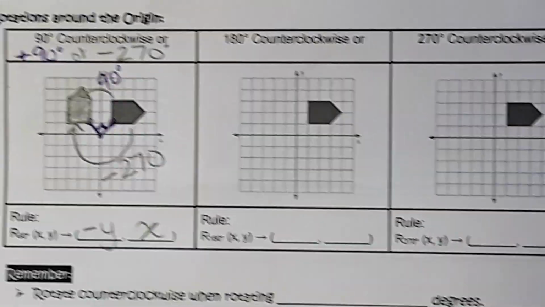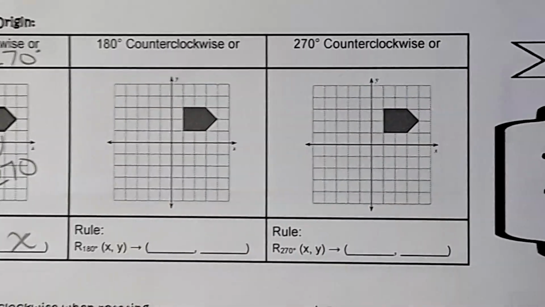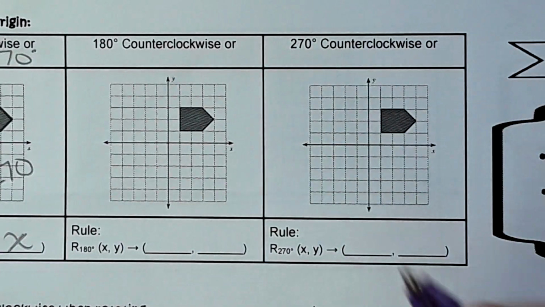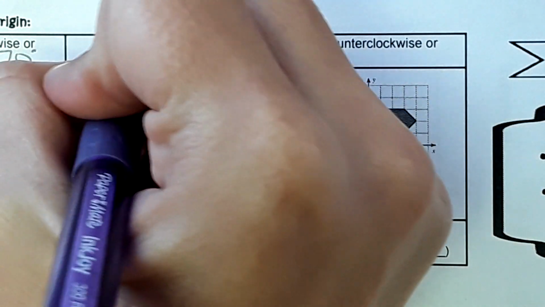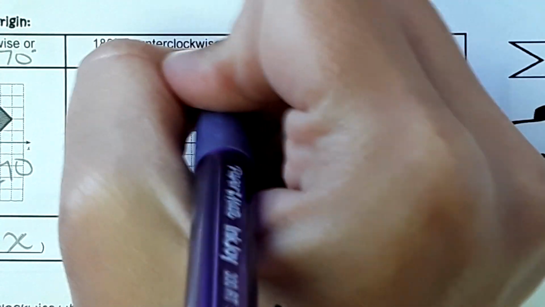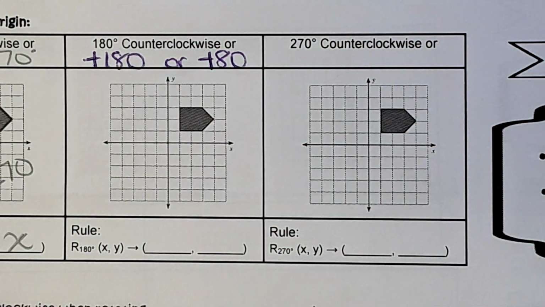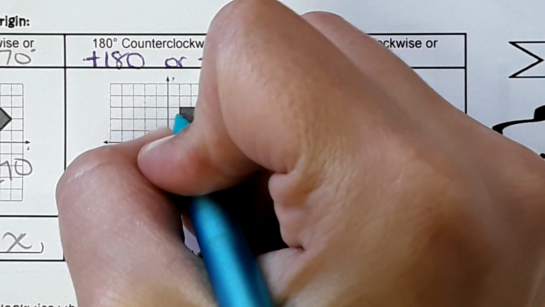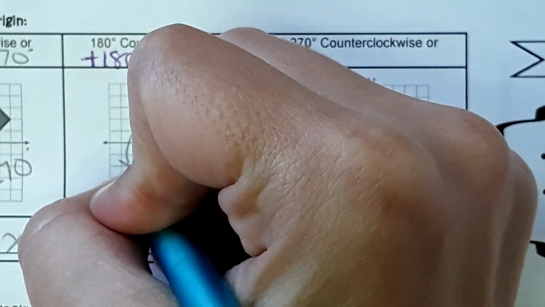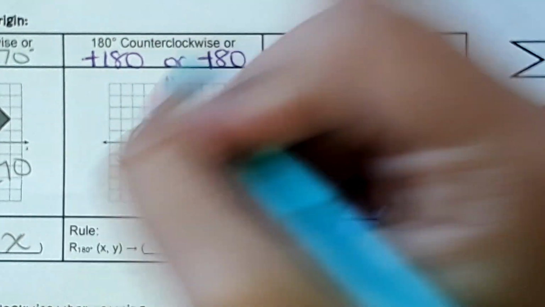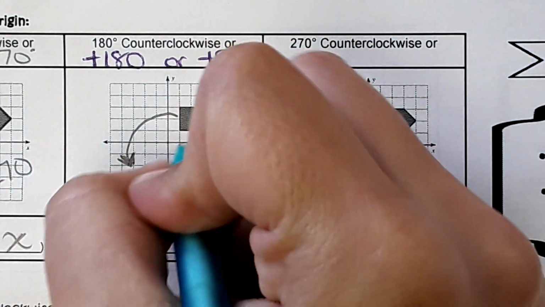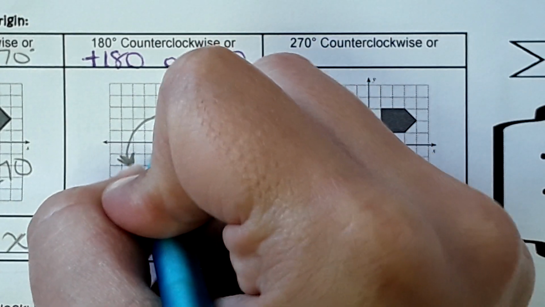Okay. Now we're going to look at 180 degrees counterclockwise. So 180 degrees would be positive 180, or it could be negative 180. Same spot. And when we rotate this 180 degrees, it's going to be like two turns, so it'll end up over here. And drawing this out, it'd be right here.